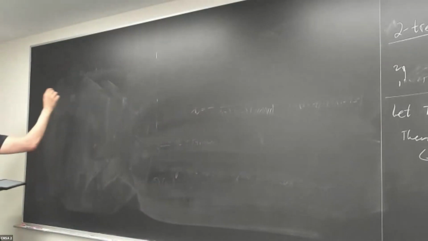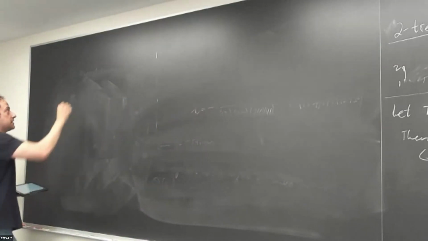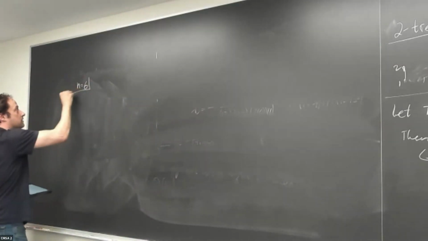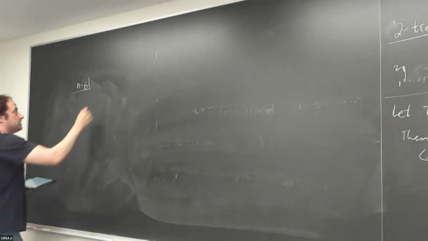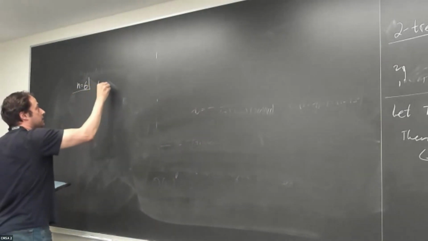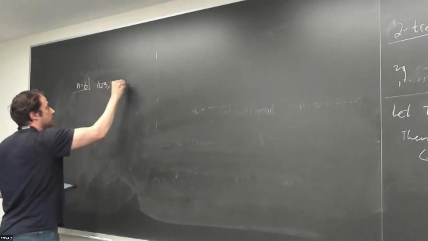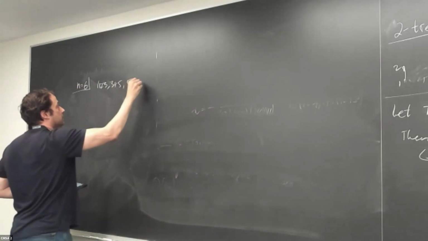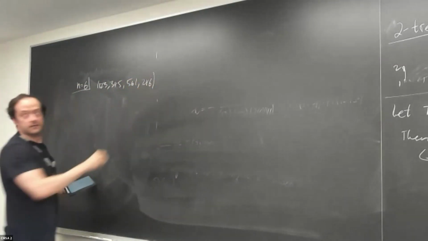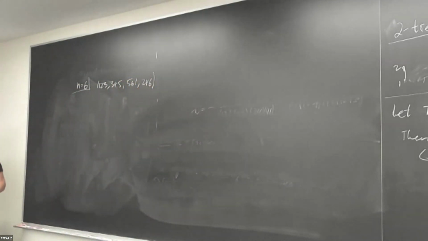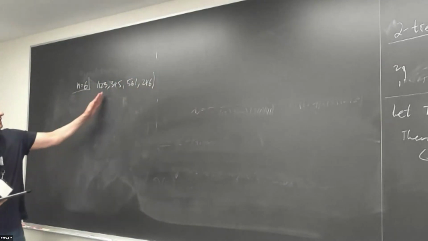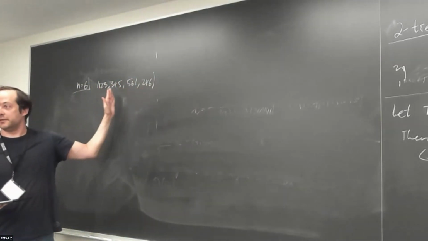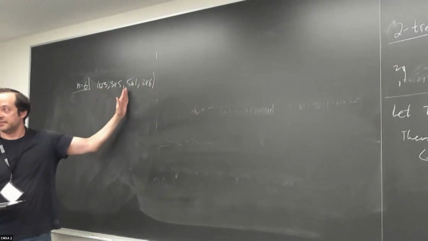So consider the following set of triangles for n equals 6. Take 1, 2, 3; 3, 4, 5; 5, 6, 1; and 2, 4, 6. Definitely not a two-tree, because they intersect in only one element at a time, and they do so pairwise.